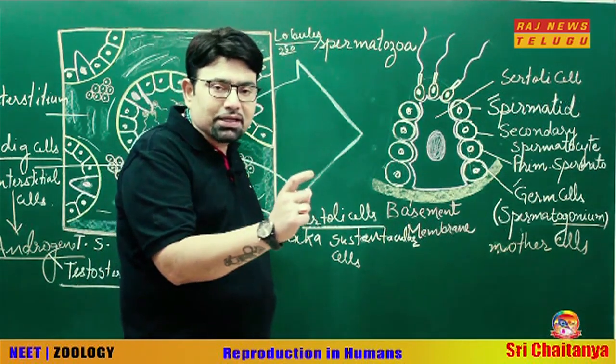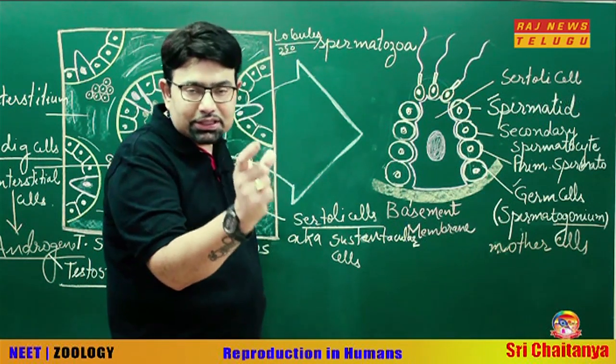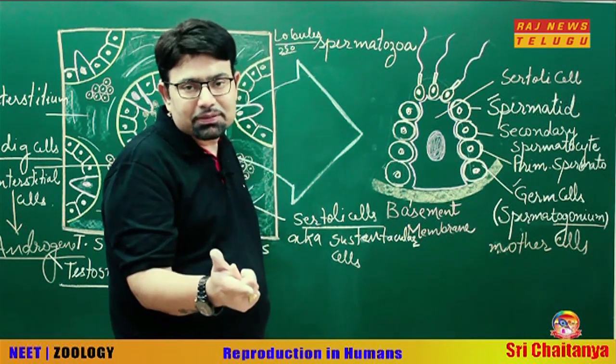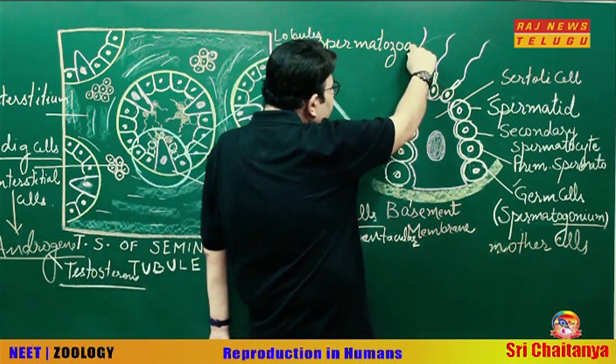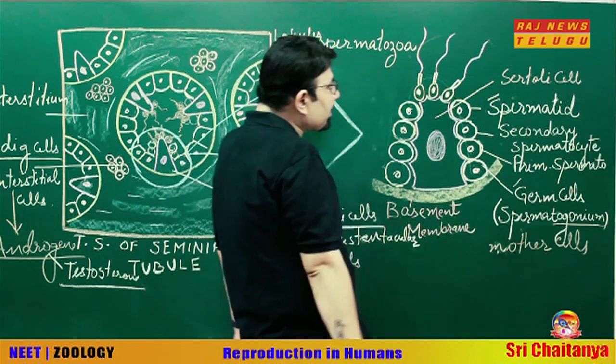What is sperms? Spermatozoan. In short, we can call it sperms. But the real term is spermatozoan. Spermatozoa, plural of spermatozoan.